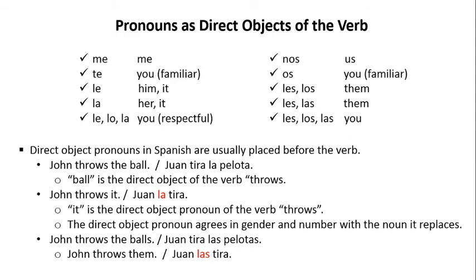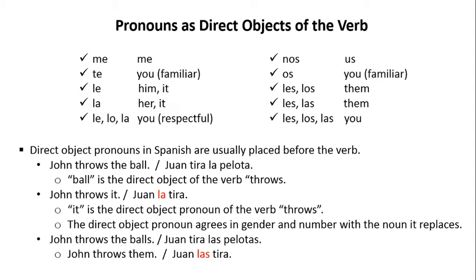Now, pronouns as direct objects of the verb. The forms are me is me, te is the familiar you, le is him or it, la is her or it, lo, la is the respectful you, nos is us, os is the familiar you, los is the masculine plural them, las is the feminine plural them, los, las is the plural you.